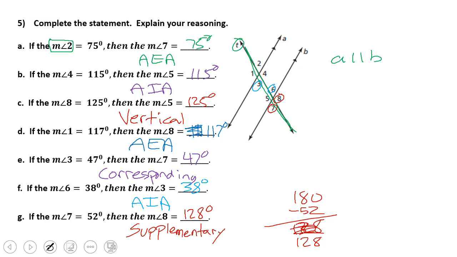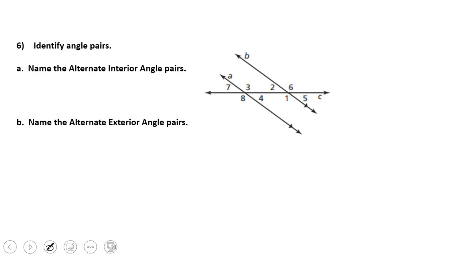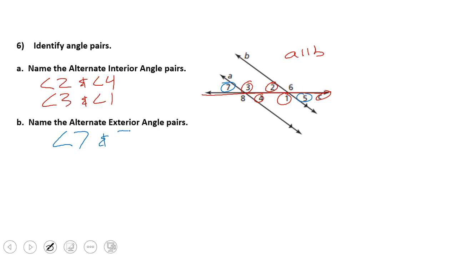Very good. Moving forward. Our last example of the night, identify the angle pairs. So we're going to name the alternate interior angle pairs for this picture, where A is parallel to B, cut by transversal T, and the alternate interior angles, well, we have 2 and we have 4. So angle 2 and angle 4 are alternate interior. And then we have angle 3 and angle 1 as alternate interior. As far as the alternate exterior angle pairs go, we have 7 and 5. So angle 7 and angle 5.